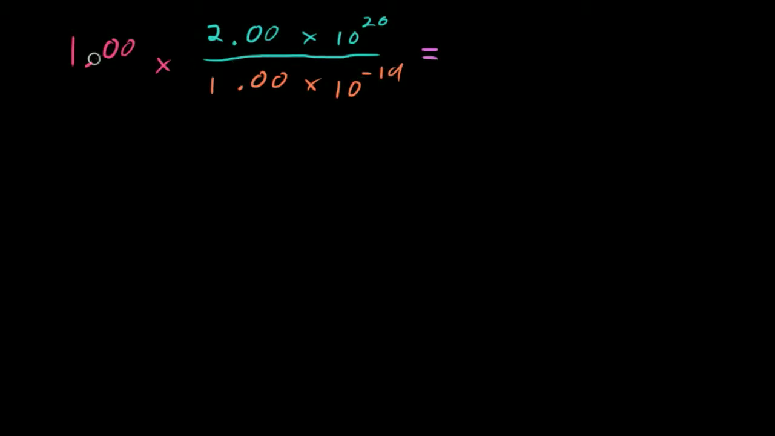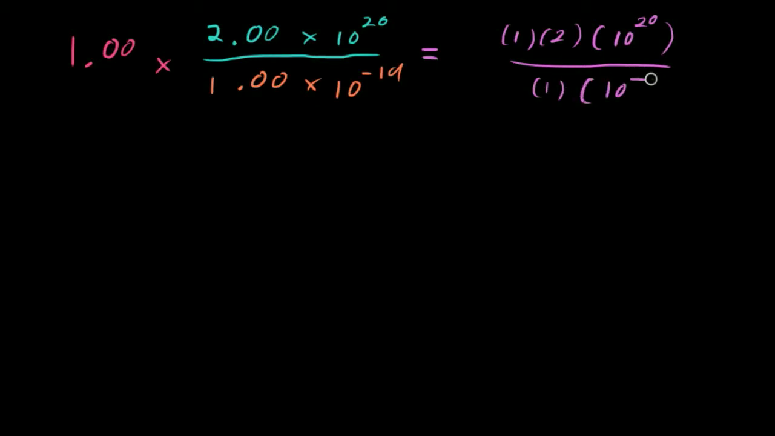We can separate out all of these expressions. We're just multiplying by 1, so that 1 goes into the numerator. I'll drop the significant figures right now. We have 1 multiplied by 2, multiplied by 10 raised to the 20th power, and all of that is divided by 1 times 10 to the minus 19th power.